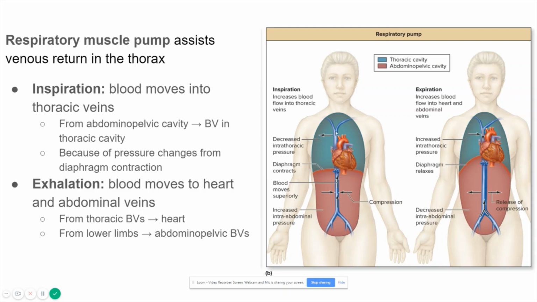When you breathe out, when your diaphragm relaxes, that causes an increase in pressure in the thoracic cavity, which drives the blood from the veins here in the thoracic cavity into the heart. It's also helping to draw blood up from your lower limbs into the abdominopelvic area.